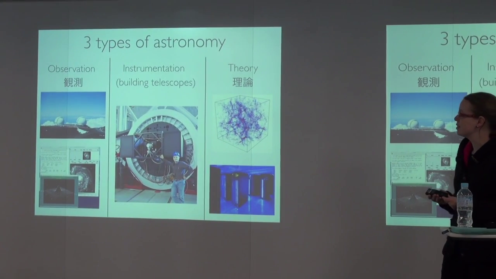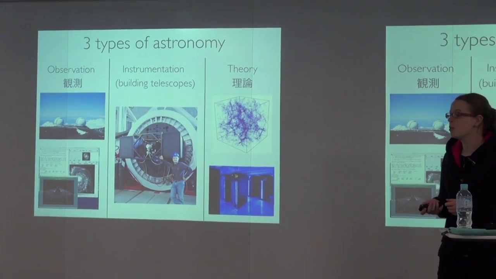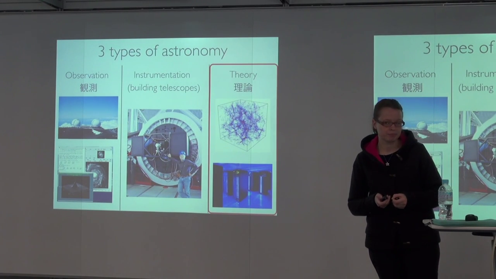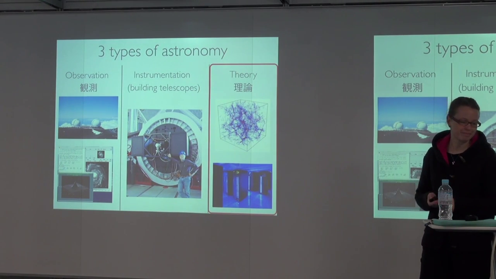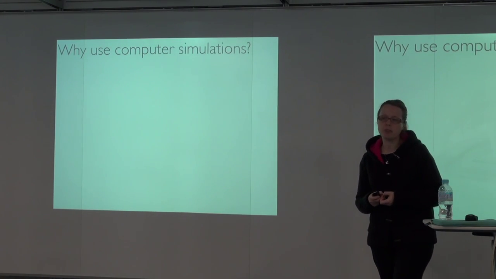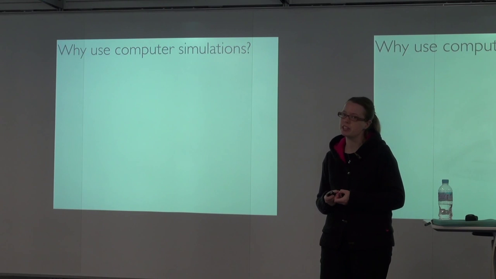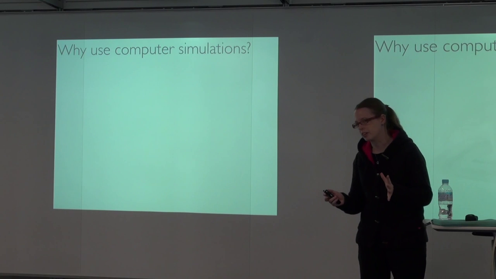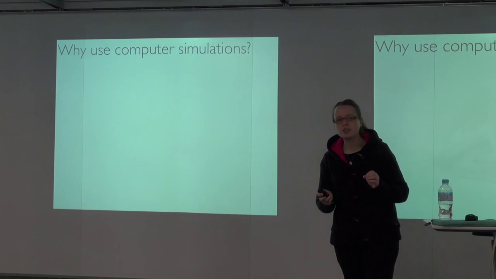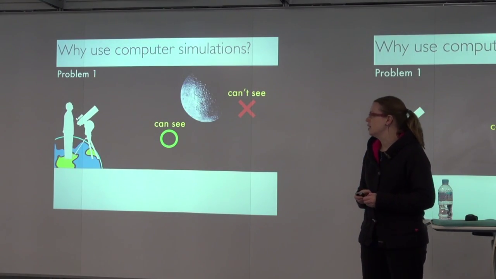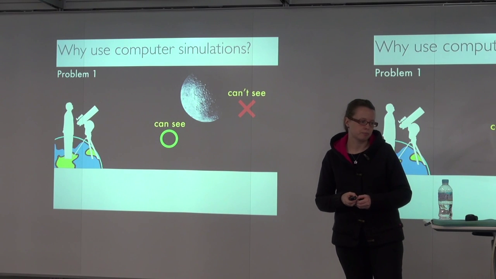So for astronomy, these are our three choices. But today, we're actually going to ignore the first two entirely and pretend that all astronomy is theory, because that is my work. So, why should we use computer simulations in astronomy? Why are they even important when we have bigger and better telescopes every single year? Well, we have a few problems in astronomy that are very specific to astronomy itself and don't apply to many other areas of science. So problem one is that we are stuck on the Earth.